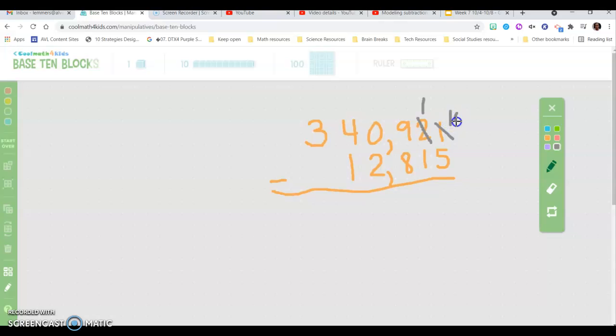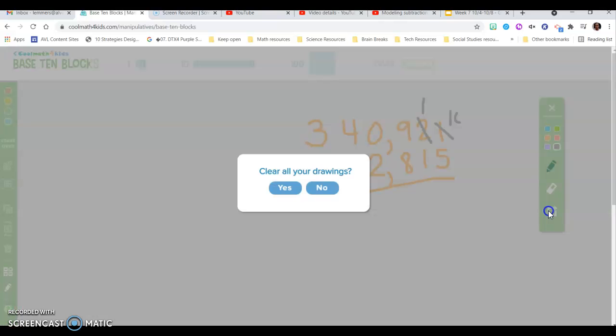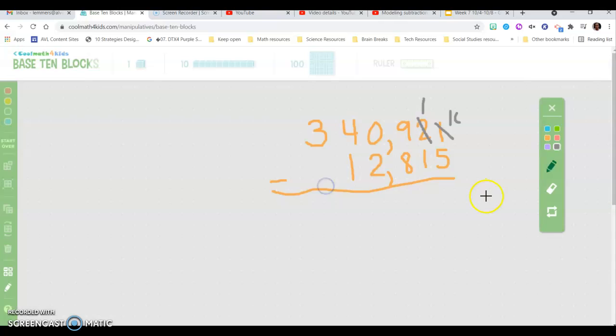Hold on, let me erase that last part. I was about to make a common kid mistake. Okay, so I'm taking away a 10. If I already have 1 one here, 1 one with 10 ones makes 11 ones, okay? So I took away a 10 and I regrouped it to the ones place. 1 one plus 10 ones makes 11 ones.